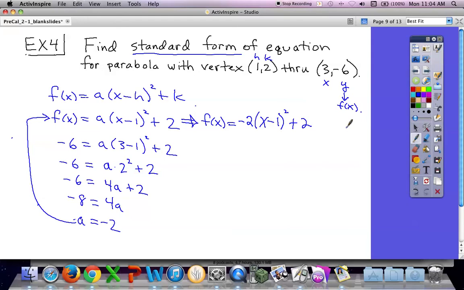So like I said, you have two homework problems like that. They both give you the vertex and one other point. It's exactly what you're supposed to do.